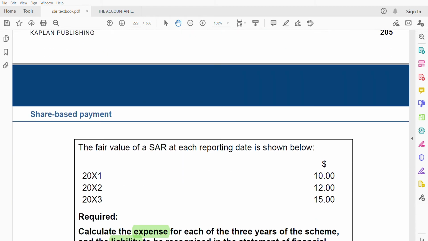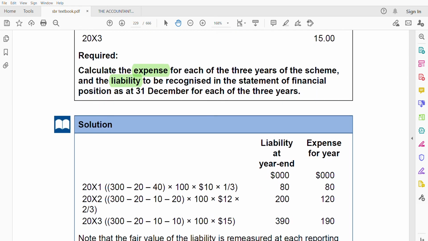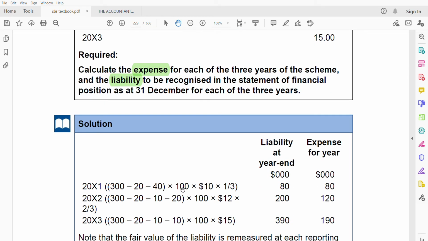And what is the fair value at 10? So you are multiplying it by 100 because there are 100 share appreciation rights, into 10 because the fair value at that date is 10, and you need to divide this by 3. You see, into 1 over 3, because 3 years from 2001, 2002, 2003, which will be 80. And 80 comes into the second year.